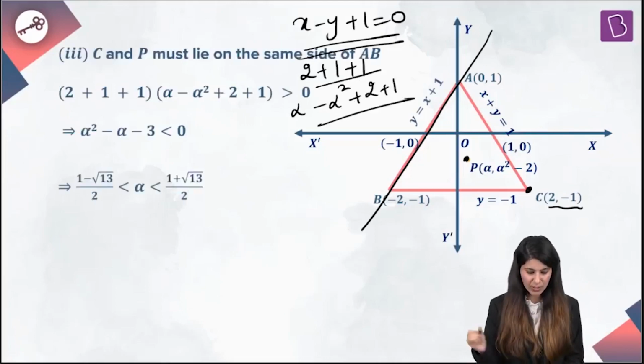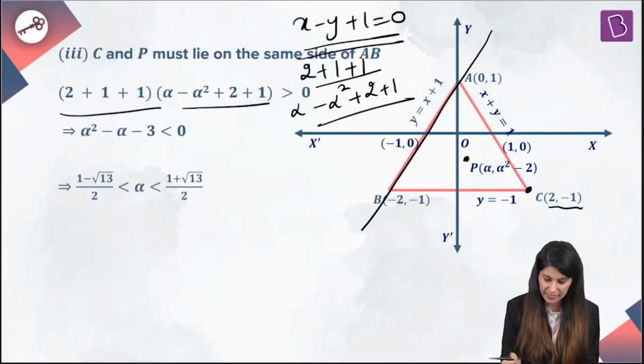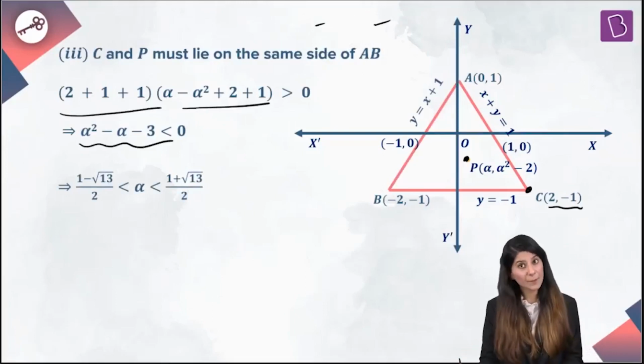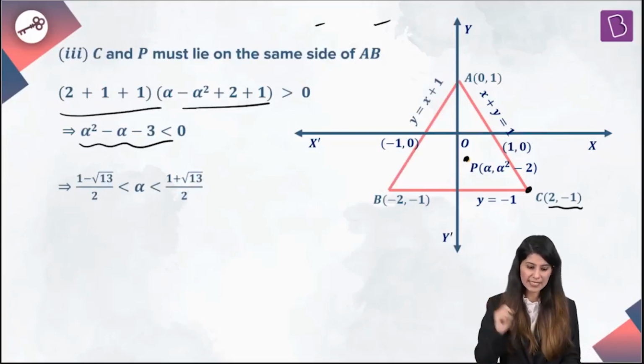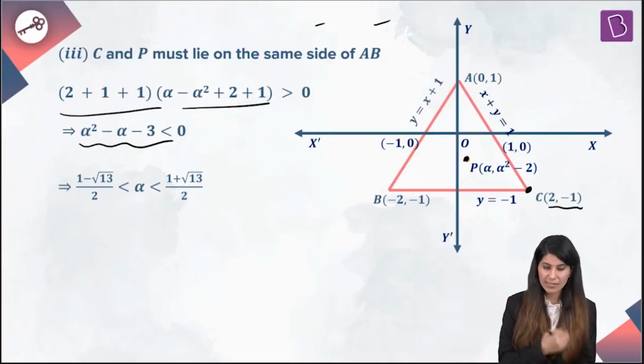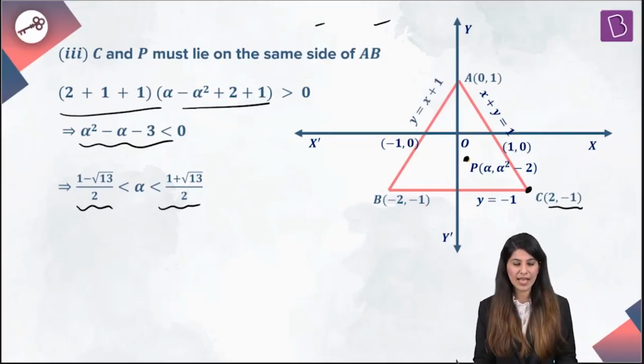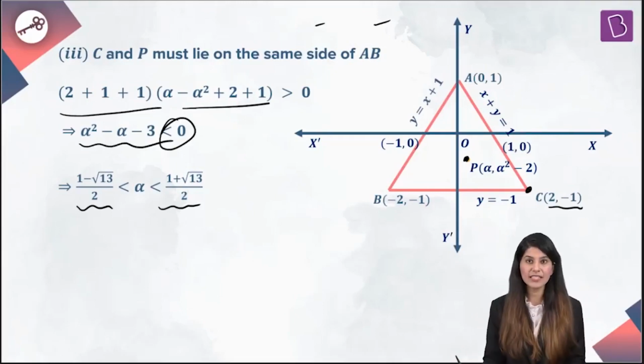The product of these two would be greater than 0, just like this. And if you solve this, what would you get? Alpha square minus alpha minus 3 less than 0. Similarly, if you calculate the roots, you'll get these two values. Since it is a less than 0 sign, our alpha will lie from the smaller root to the bigger root.